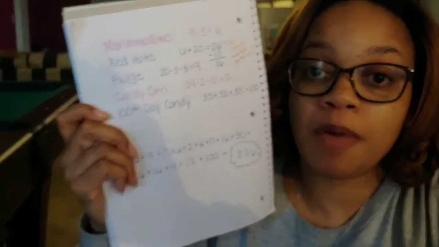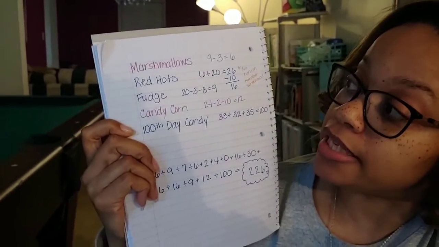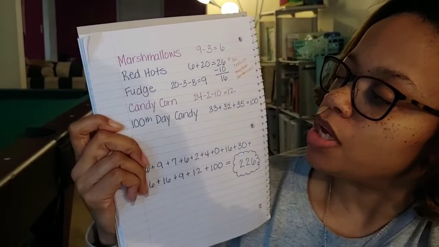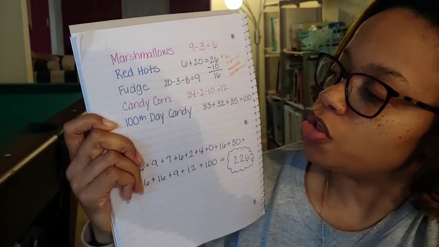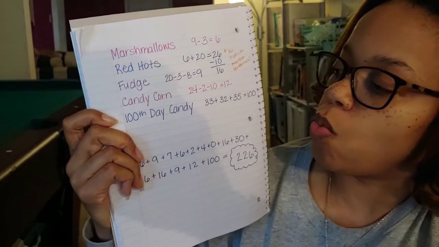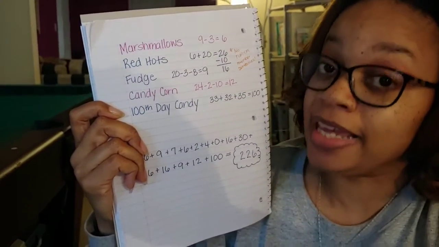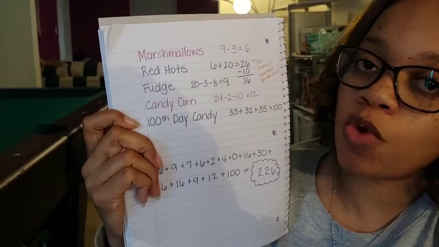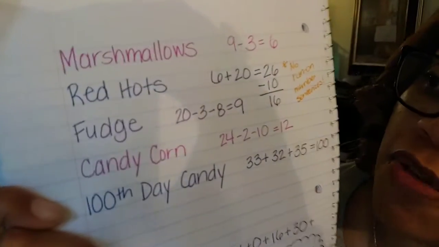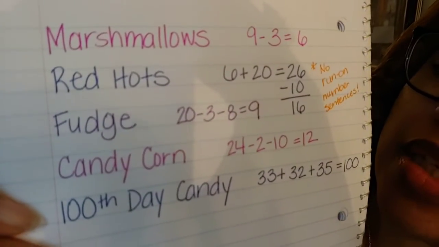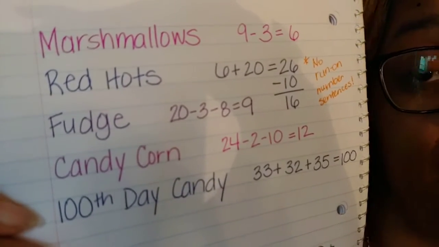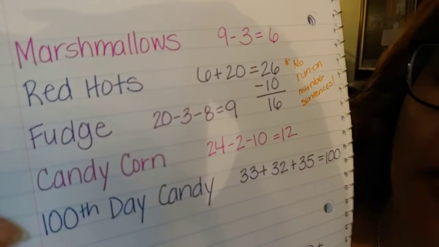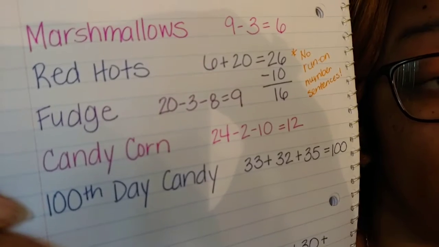So we should have come up with 6 marshmallows, 16 Red Hots, 9 fudge, 12 candy corns, and 100 100th day candies. Now look at the Red Hots. I want you to pay attention to the fact that we went 6 plus 20 equals 26 going horizontally, and then 26 minus 10 going vertically.